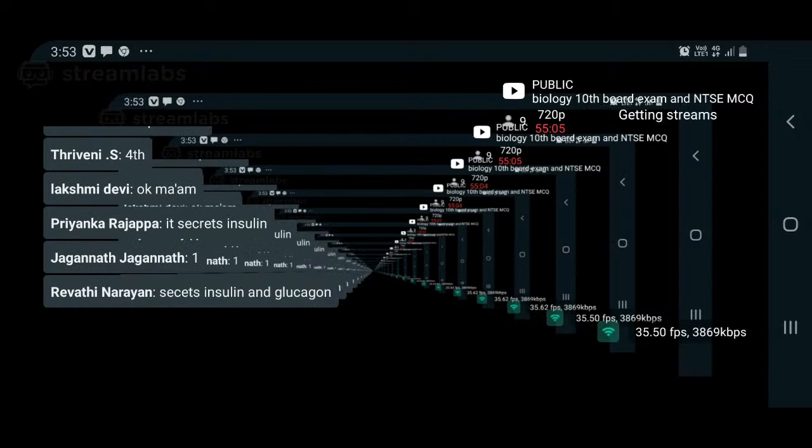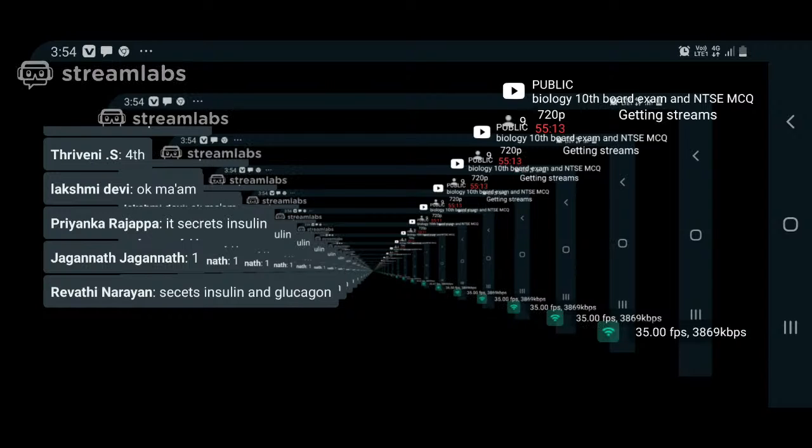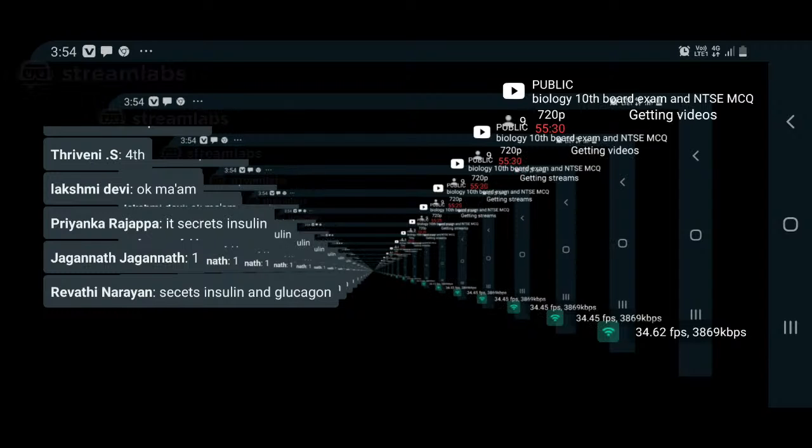No, Kalpana, here you went wrong. It is 4. Pancreas is the right answer. Yes, Revati answered correctly. It is insulin and glucagon. It secretes 2 hormones, hence it is called endocrine. And why is it called exocrine?